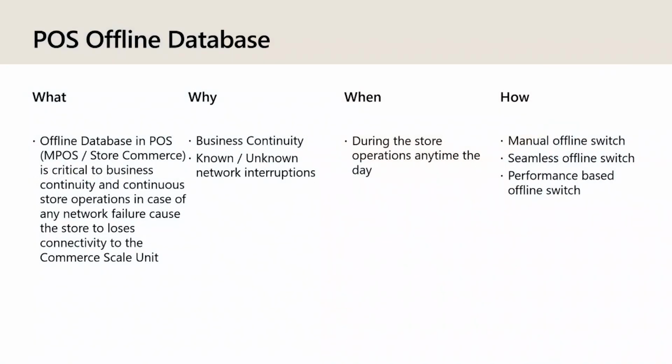Wonderful. Thank you, Scott. Let's go ahead and move forward and we'll dive right in. So the basic questions, of course, the who, when, where, why. Offline database in point of sale, and we say that generically because it encompasses both modern point of sale and the new Store Commerce, which of course is functionally equivalent to modern point of sale, is that critical business continuity aspect to maintain the ability to transact. That's the most important criticality for us here, is that continuous store operation.